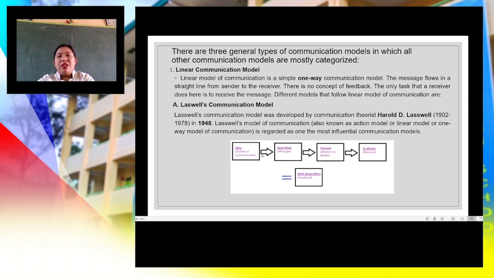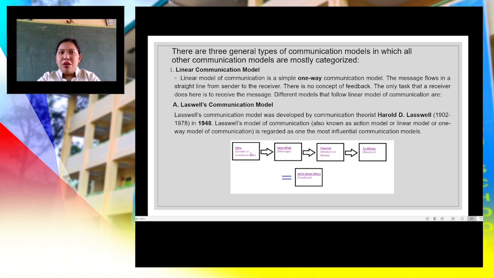Different models that follow the linear model of communication include the following. The first one is Lasswell's communication model. This model was created by a communication theorist named Harold D. Lasswell in 1948. Lasswell's model of communication is otherwise known as the action model, the linear model, or the one-way model of communication. And this is regarded as the most influential type of communication model.